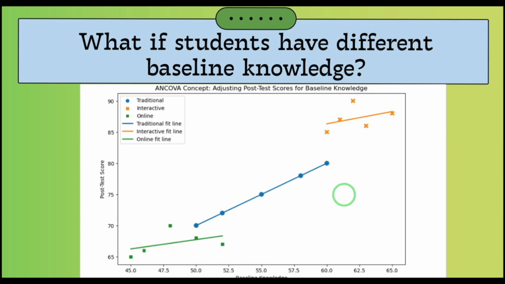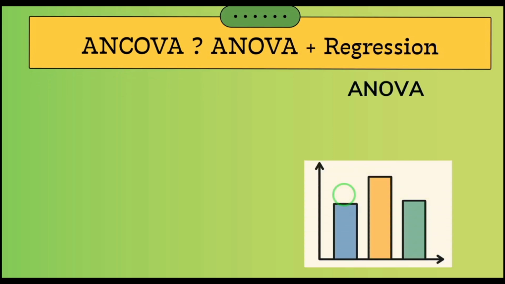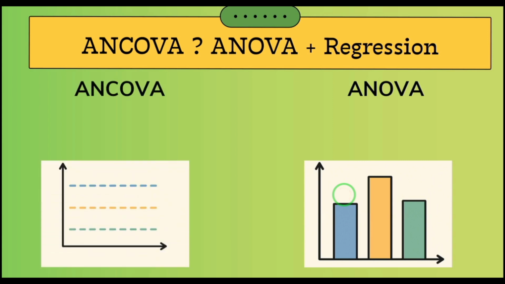But here's the big misconception. Some people may ask, is ANCOVA just ANOVA plus regression? And I must say, not exactly. ANOVA gives you unadjusted group means, while ANCOVA gives you adjusted means after accounting for the covariate. So the interpretation completely changes here.